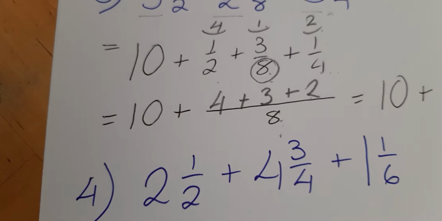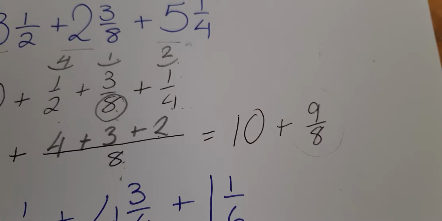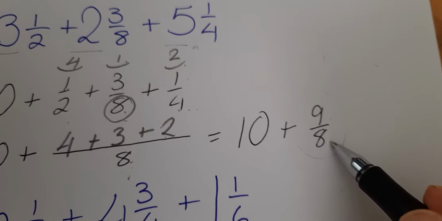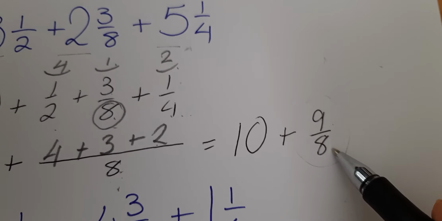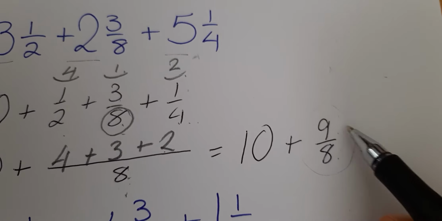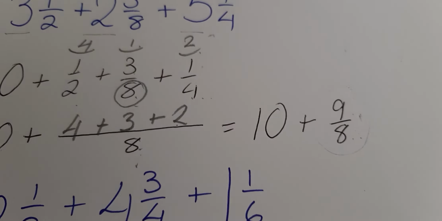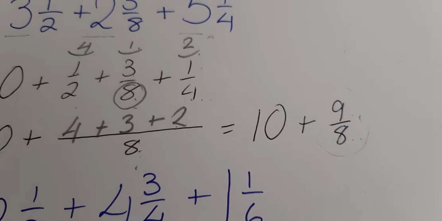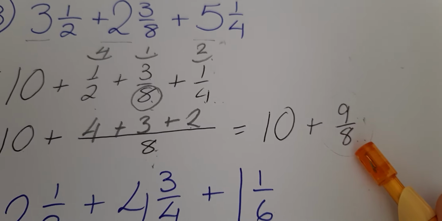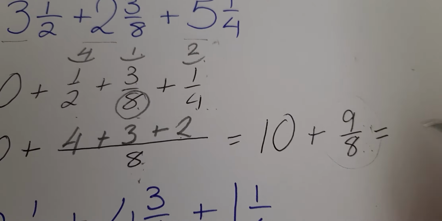9/8. Red alert. What do we notice about this? The top is bigger than the bottom. That's an improper fraction. We need to convert that into a mixed number. We did that over last week, was it? Or beginning of this week? Let's convert that 9/8. What is 9/8 as a mixed number?